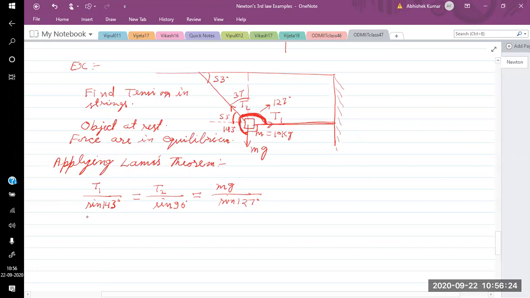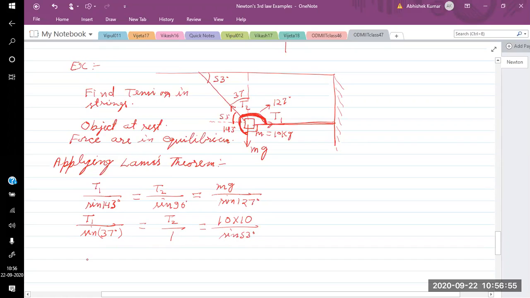So if you solve it, you can simplify. The sine 143 can be written as sine 37 degree, because 143 is 180 minus 37. So you can write like this: T2 by sine 90, which is 1, and mg, so 10 kg into 10, g value is 10, by sine 127, which we can write as sine 53. So this way we can write.